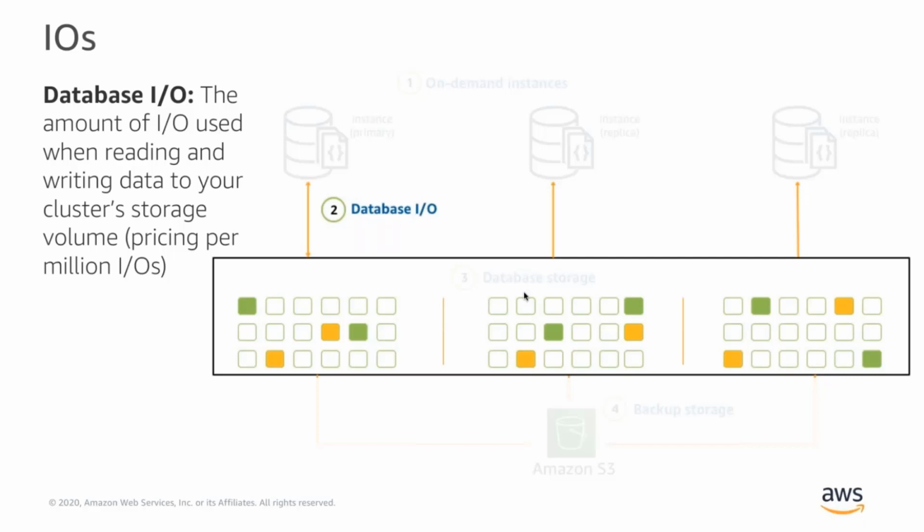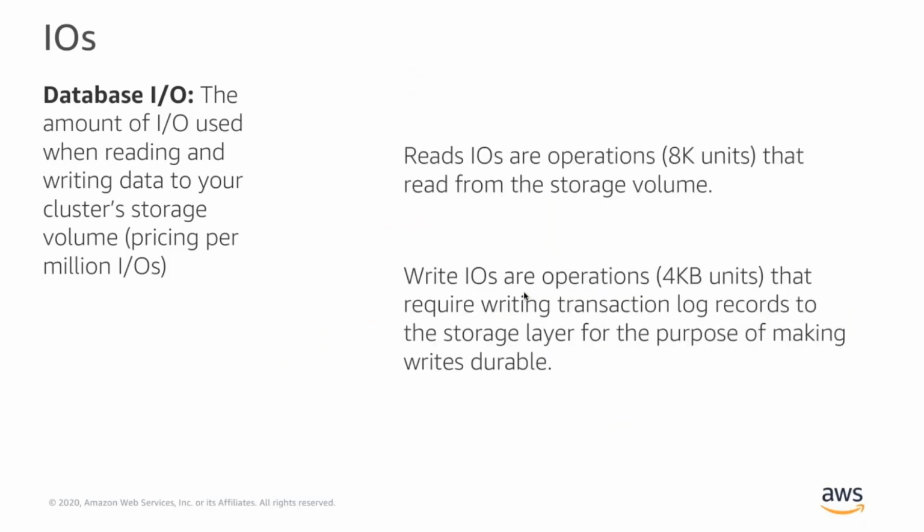So I/Os are about how many input and output operations the database instances read from the storage volume, right? You can think about it as a unit of data transfer, if you will. So I/Os for reads, these are reads from the storage volume, are charged in 8K or 8 kilobyte units, right? So every 8K unit that's read from the storage volume is an I/O.